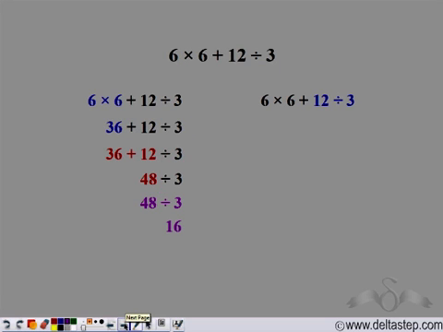Now try and solve it from right to left. So we have 6 into 6 plus 12 divided by 3. Because this is the rightmost operation, 12 divided by 3 gives us 4. Next we have 6 into 6 plus 4, which is 10. Next we have 6 into 10, which is 60. So we get two different answers, 16 and 60.